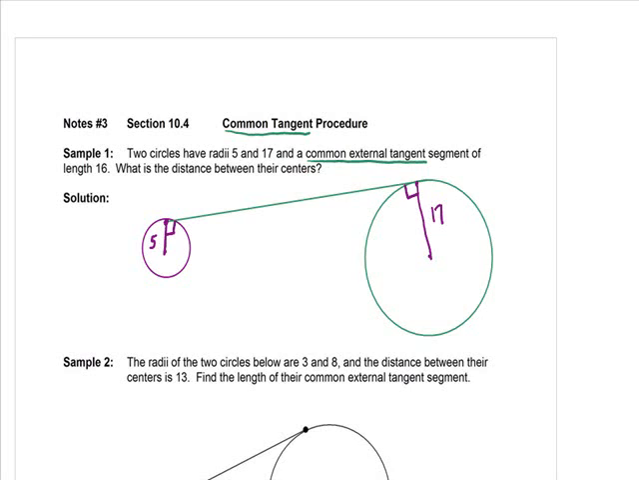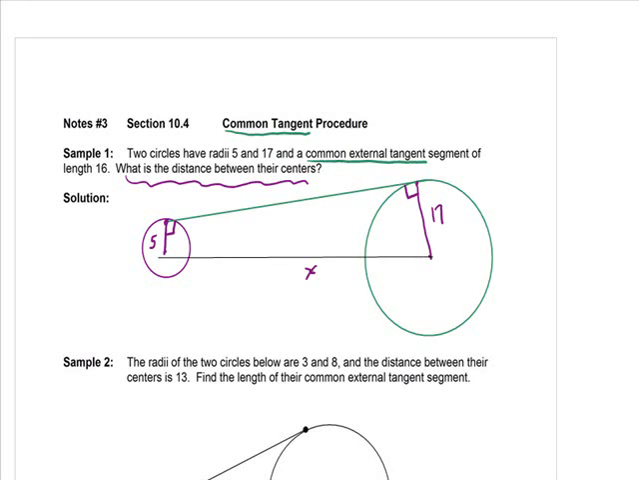Now the problem asks for the distance between their centers. So I'm going to just fill in that distance. Oops, that didn't want to come out very well either. Oh well. And that's our x. That's what we're trying to figure out.